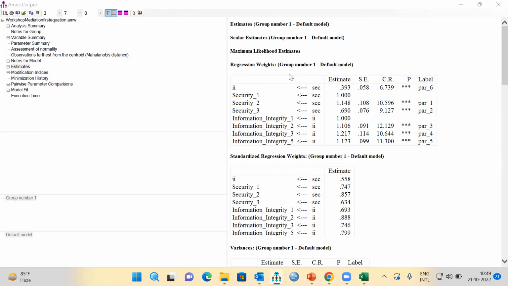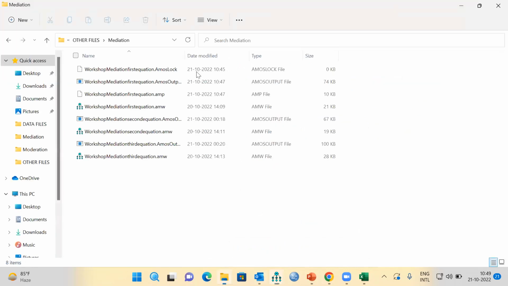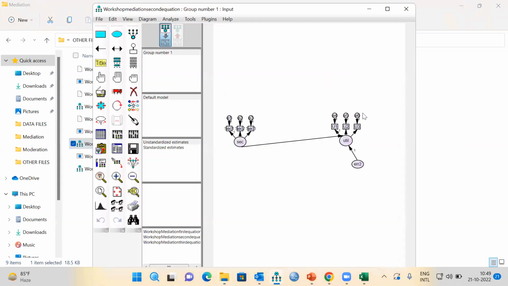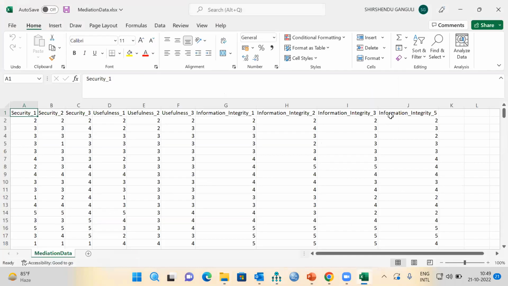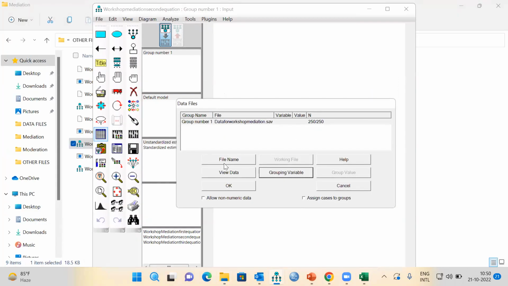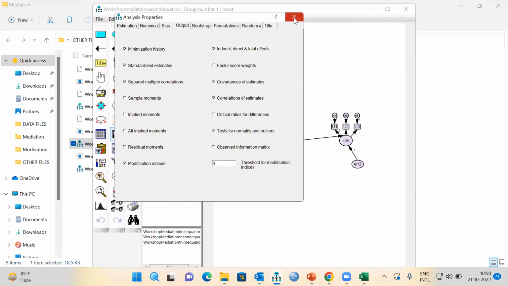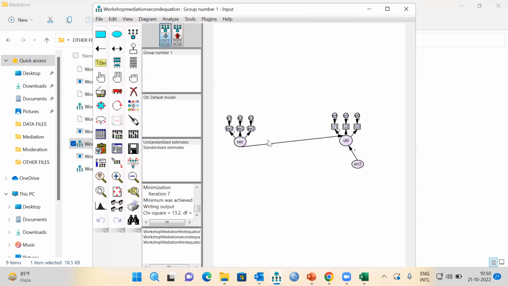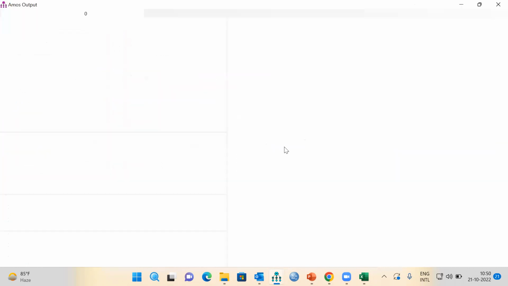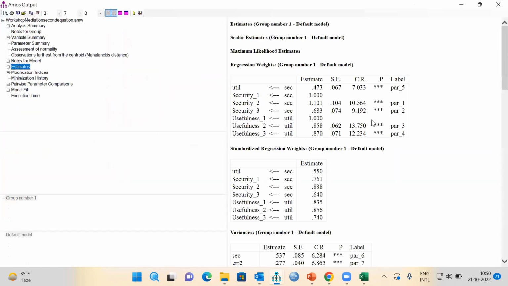Once you have this in place, you go to the next one, that is the second equation. That is the direct path from security to usefulness or utility, whichever way you say it. In the same way, you need to select the data file. Once you have selected the data file, you go to the output and then you run the analysis. So once you have that, you go to the output. Is the direct path significant?